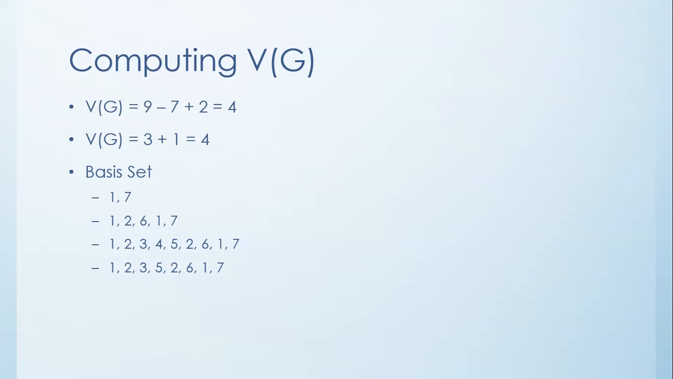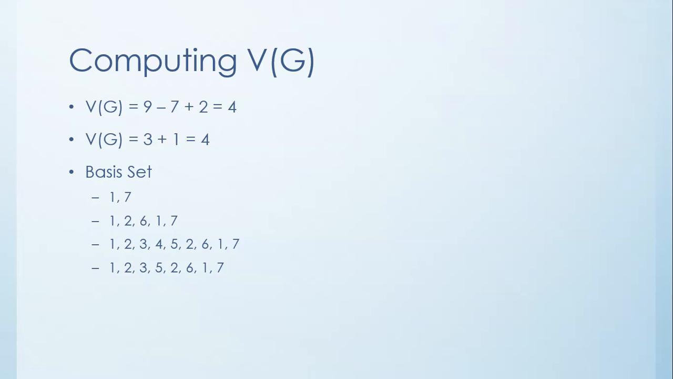There's another formula for VG, but I'm not actually going to use that. It's P plus 1, where P is the number of endpoints. I'm refraining from using that in this particular course.